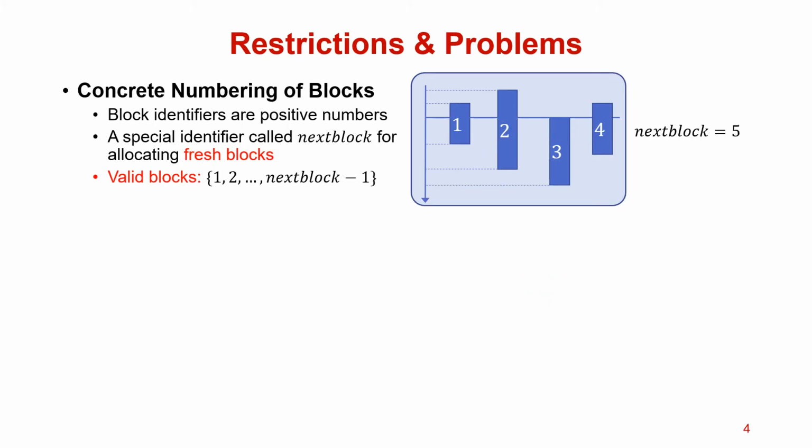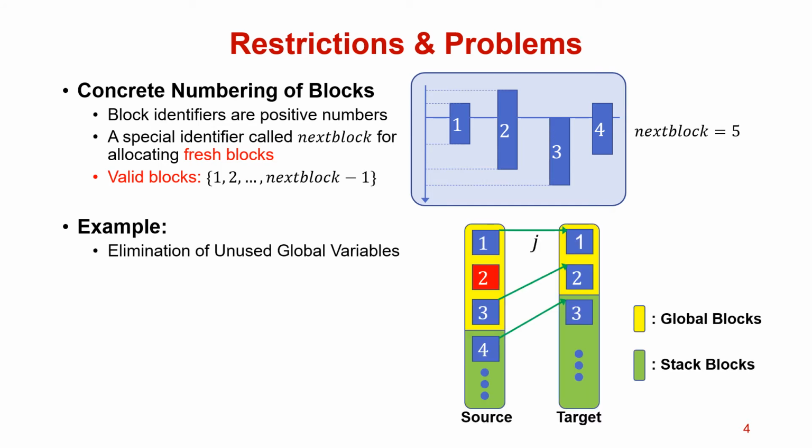Despite the previous success of the block-based memory model, it still has a lot of limitations. For example, block identifiers must be positive numbers. A special identifier called nextBlock designates the next available block to be allocated. It must be incremented by 1 upon each allocation. The blocks already allocated are called valid blocks. They are numbered consecutively from 1 to nextBlock minus 1. This creates a lot of problems in verified compilation.